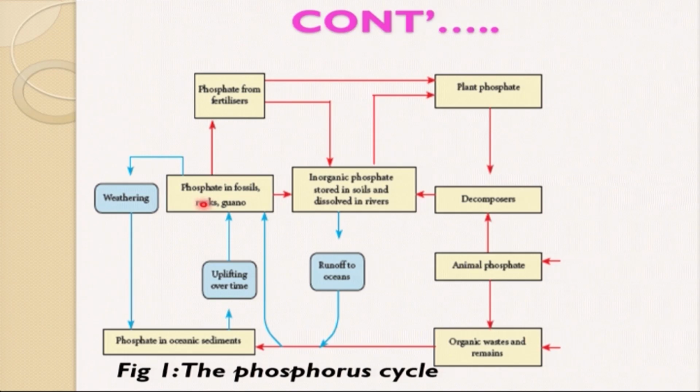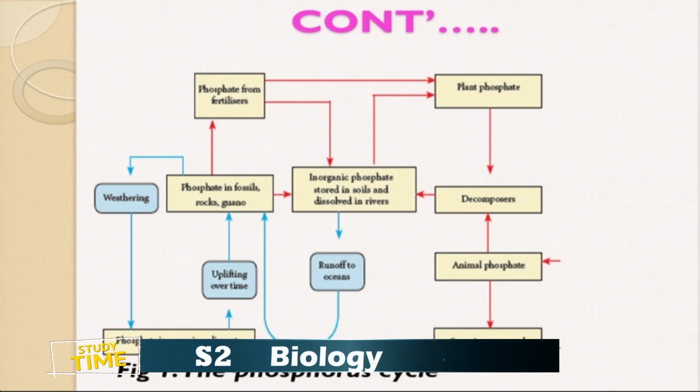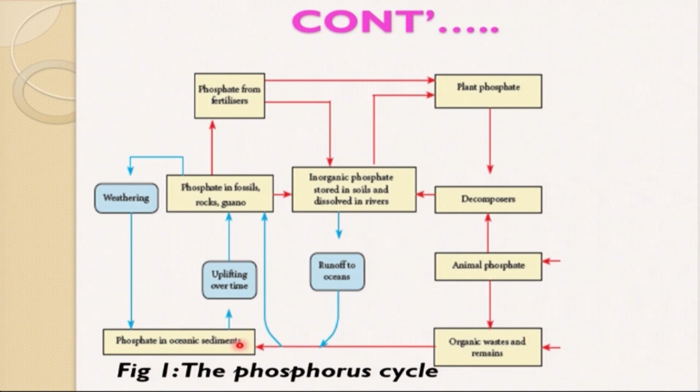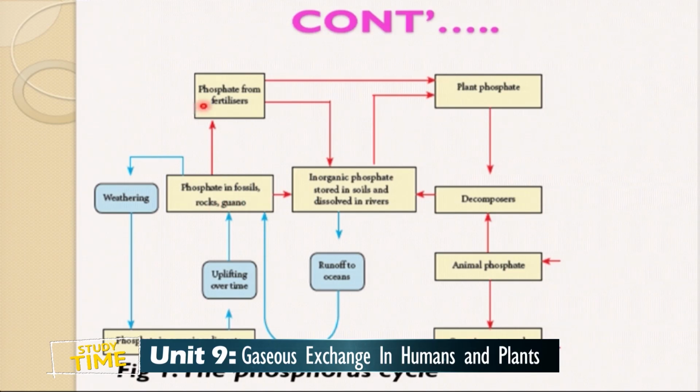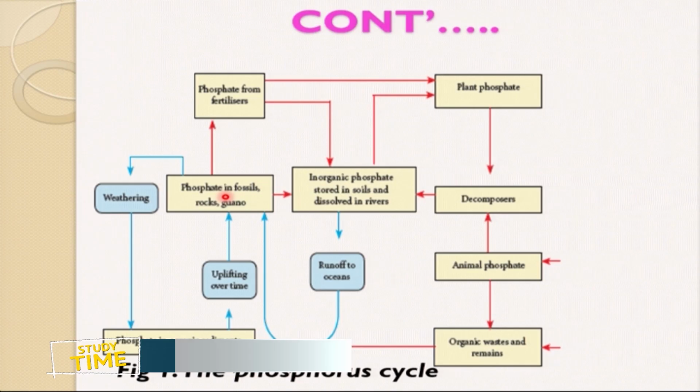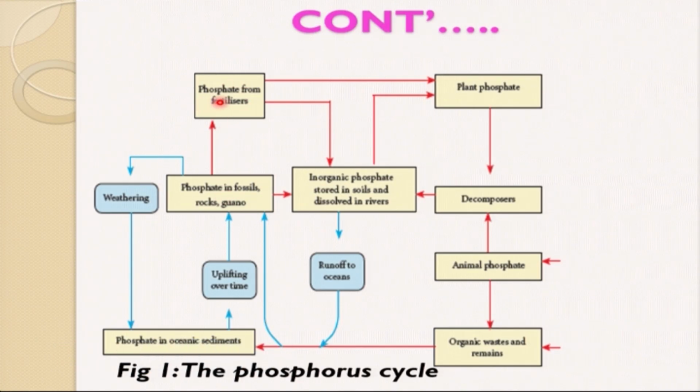Phosphate fossils are normally found in rocks. Once it rains, the phosphorus, because of weathering, is carried to the oceans. In the oceans, it becomes phosphate in oceanic sediments, and it is uplifted over time. After a certain period of time, the phosphate is released back and acts as phosphate fossils in rocks and even guanos, and as phosphate in the form of fertilizers. Once it is released back, it acts as a fertilizer. This involves weathering.